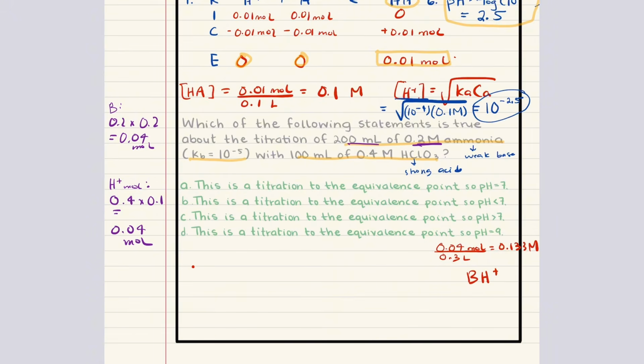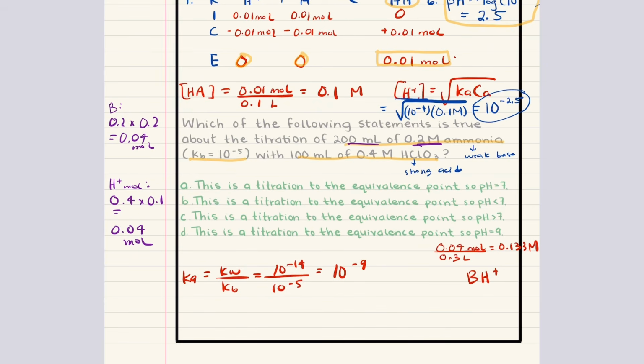If we want to do a quick check, we can calculate this. We can take Ka of ammonium. That is going to be equal to Kw divided by Kb. We have both of those values, so we can plug them in. 10 to the negative 14 divided by 10 to the negative 5. That gives us the Ka of ammonium, which is the conjugate acid. That is equal to 10 to the negative 9.